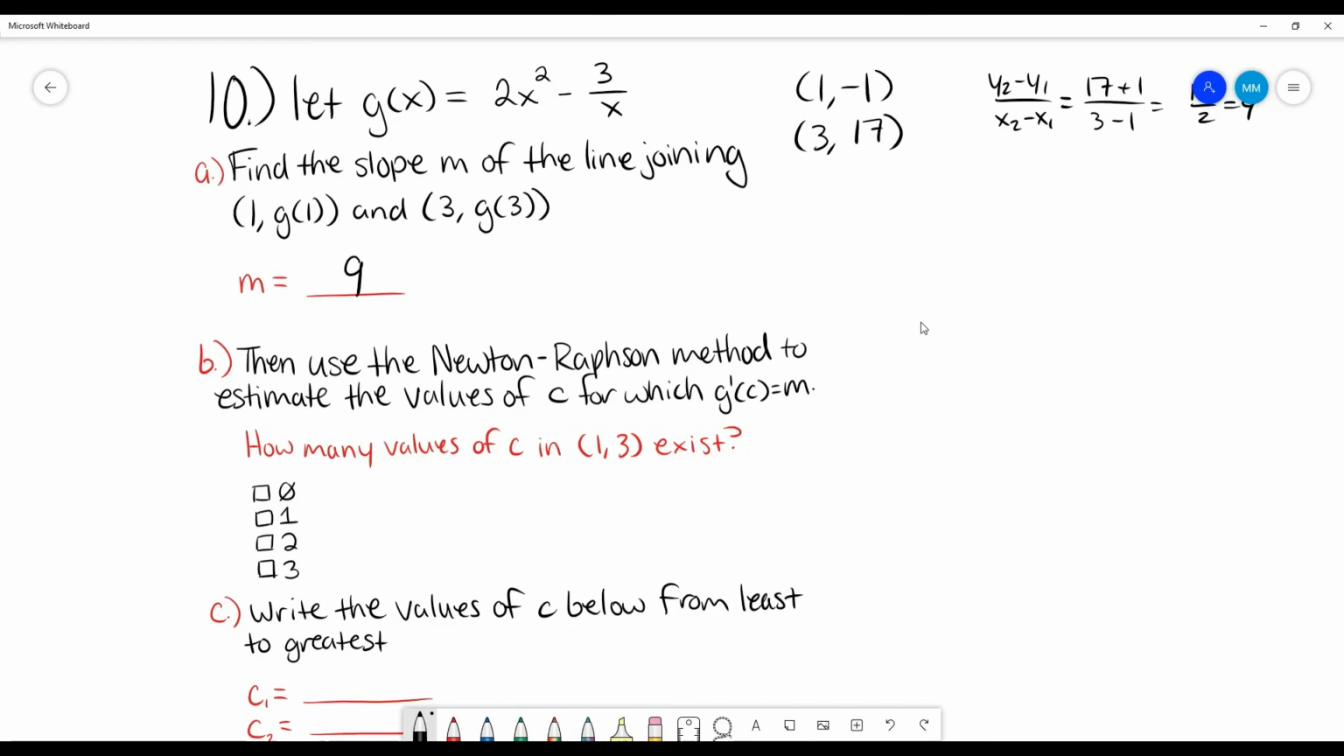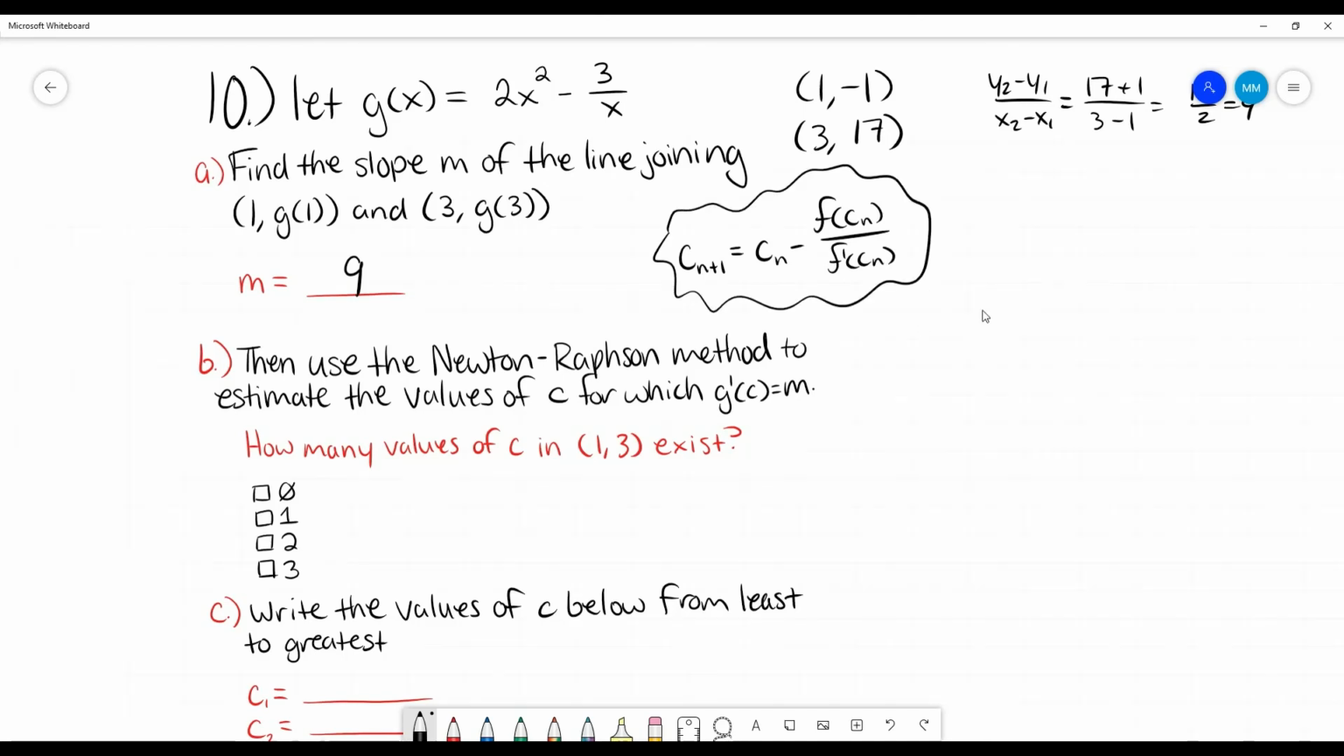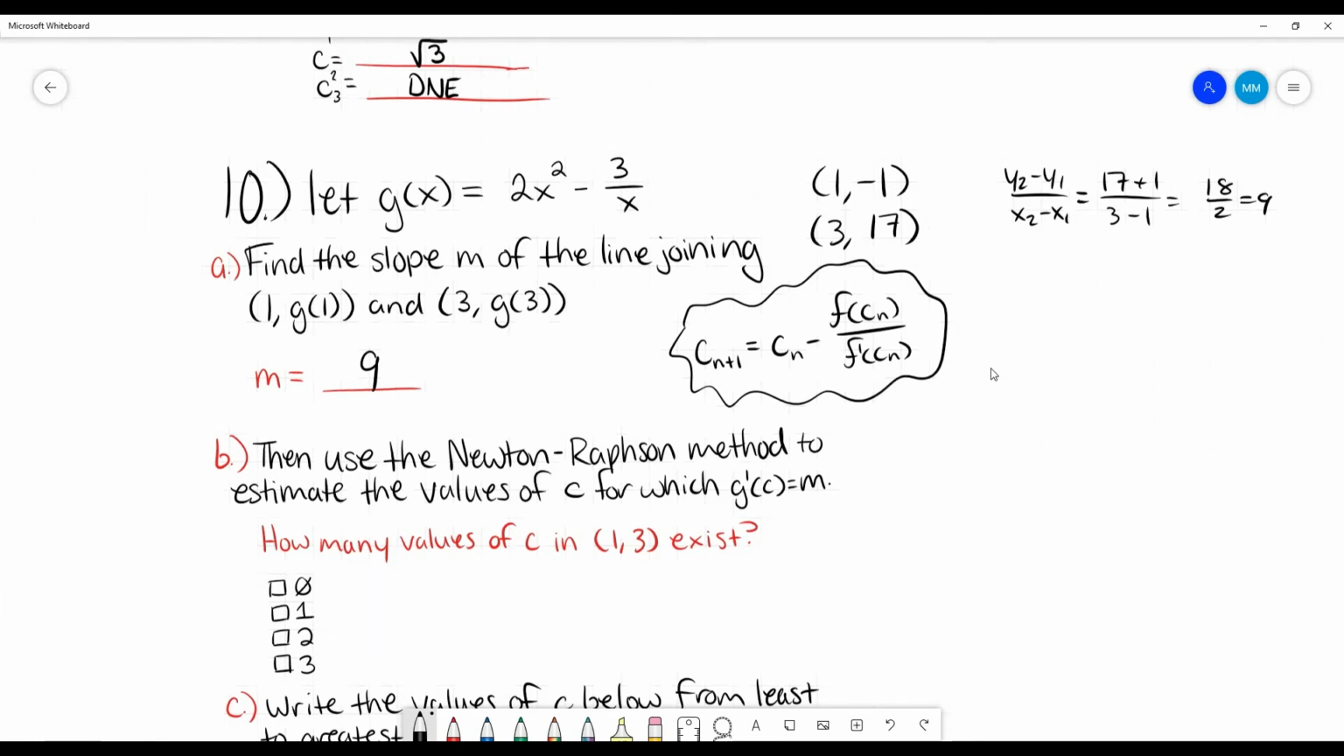So remember that our Newton-Raphson method says this here. And because of that, we need to know our derivative. Well, either way, we need to know our derivative. So we're going to go ahead and take that derivative there, which is then going to be 4x plus 3 over x squared.